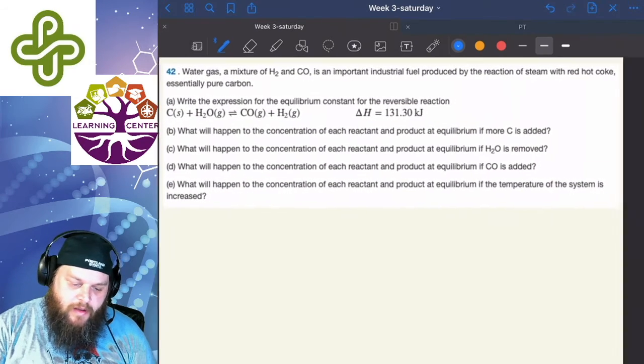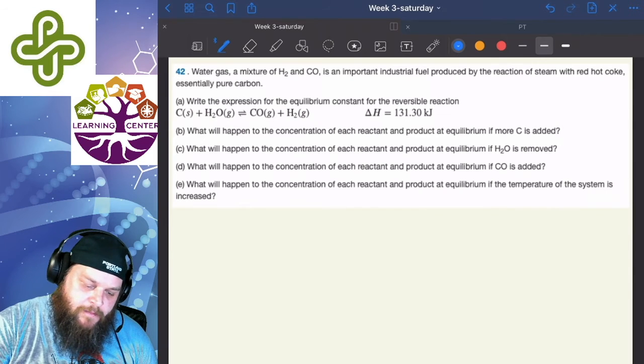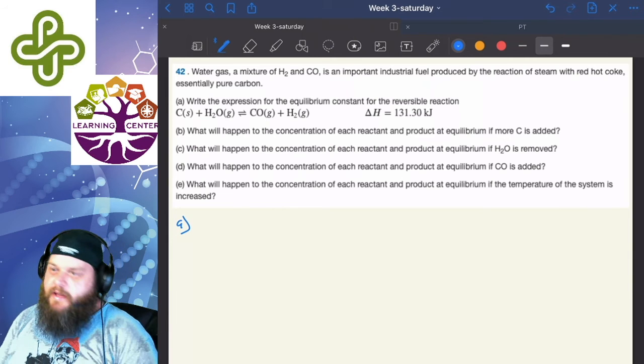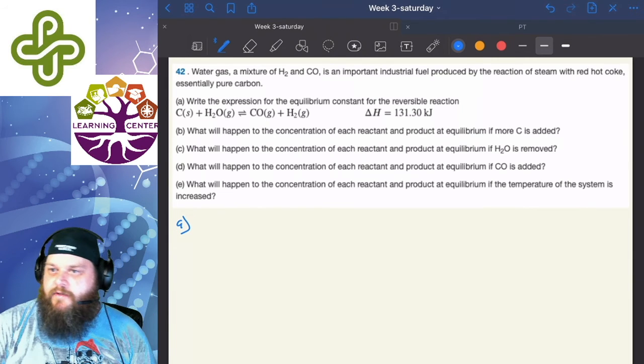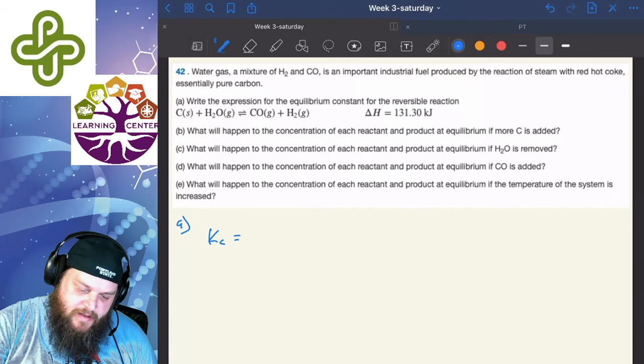Got another one here for you. This is a different reaction, same idea as what we were doing before. For part A, we want to write the expression for the equilibrium constant for this reversible reaction. Again, Kc is equal to the concentration of the products.